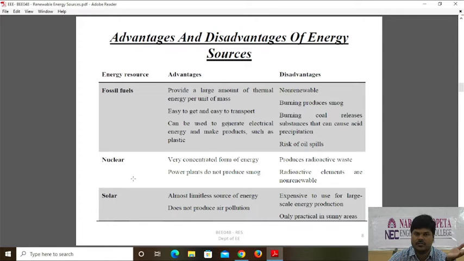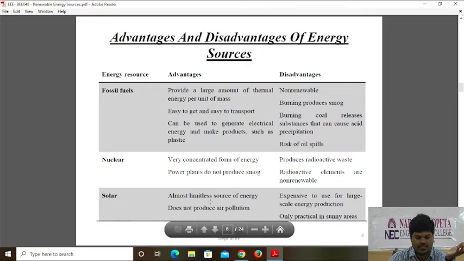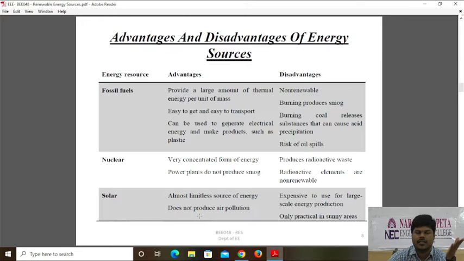Next one is the solar. Solar will come into the concept of renewable energy source. Almost limitless source of energy, does not produce air pollution, because another name for renewable energy is green energy. It is not going to pollute anything. It is human friendly. It is not going to affect anyone's health.